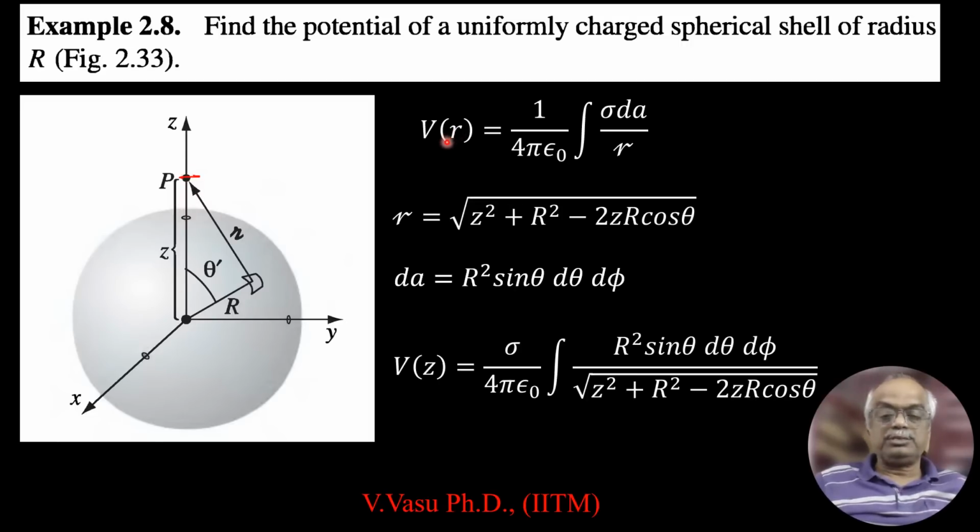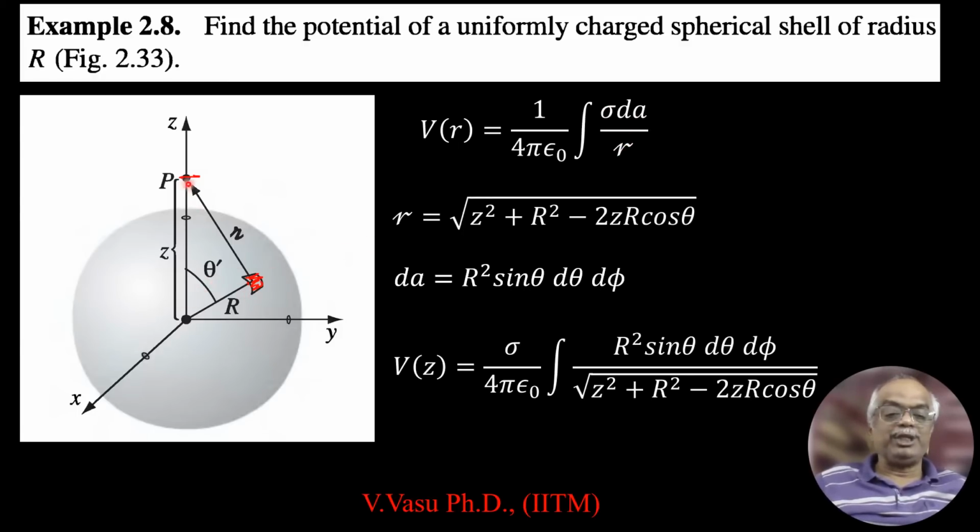So, by definition, the potential V of z is equal to 1 over 4 pi epsilon naught integral sigma da over script r. We have taken a small area segment, this. And the distance from this area segment to the point under consideration is script r. So sigma da divided by script r.